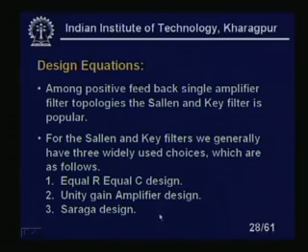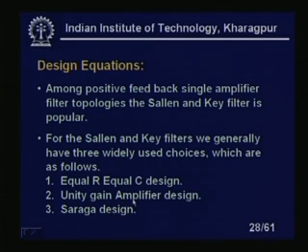In equal R equal C design, you will find that the sensitivities are extremely high, even though the element spread is very small: all the resistances are of equal value and all the capacitances are of the same value, but the sensitivity is very high. In the unity gain amplifier design, especially for low Q, that means when QP is less, the element spread is extremely high, but you will find that some of the sensitivities are identically 0.